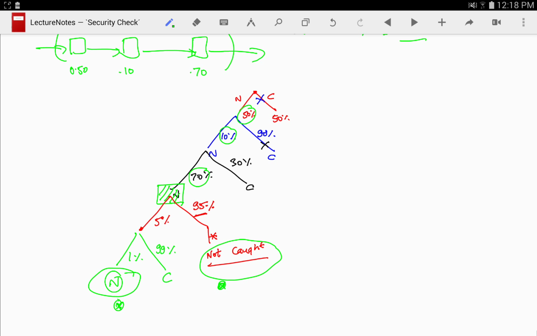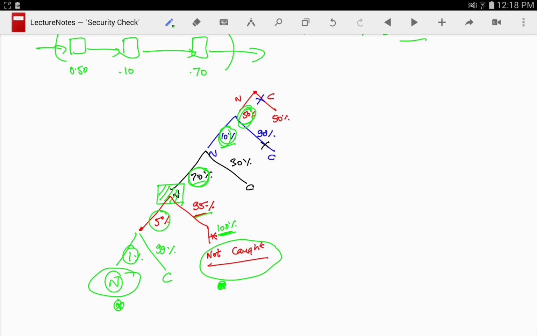The probability of ending here is 1% times 5% times 70% times 10% times 50%. The probability of ending here, well, you can even add this part. If this is 90%, the probability that he will not get caught is 100%. That's useless, but you can add that part. So the probability of ending up here is 100% times 95% times 70% times 10% times 50%.